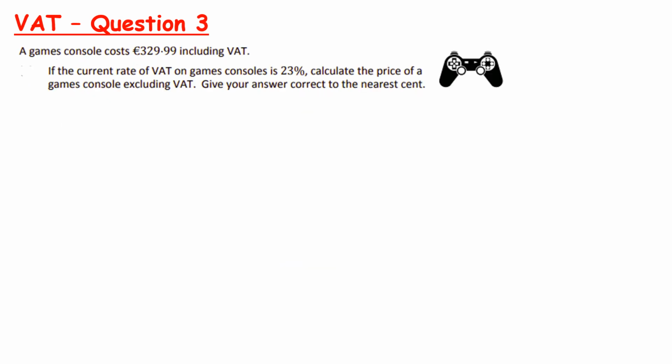So question 3: a games console costs $329.99 including VAT. The current rate of VAT on games consoles is 23%. Calculate the price of the console excluding VAT. Okay, so they've used slightly different words. The price before VAT is the same as the price excluding VAT, plus my VAT equals the price. And they don't use after VAT, they use including VAT.